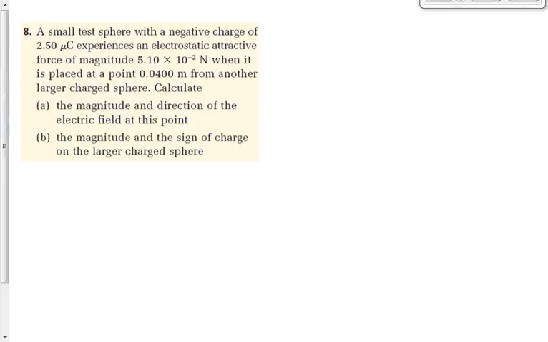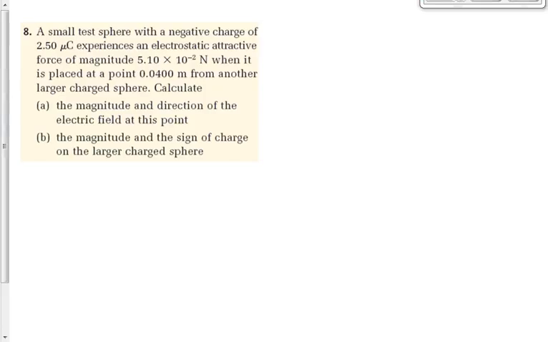An experiencer, right? Our word for a test sphere is an experiencer. That's my word, the word experiencer. Usually you see test sphere, actually. I like the word experiencer better because I think that describes better what it is. It experiences the field. But in the end, this is exactly the same thing. It experiences this force when it's placed this far from another larger sphere. What's the magnitude and direction of the electric field at this point? What's the magnitude and the sign of the charge on the larger charged sphere?